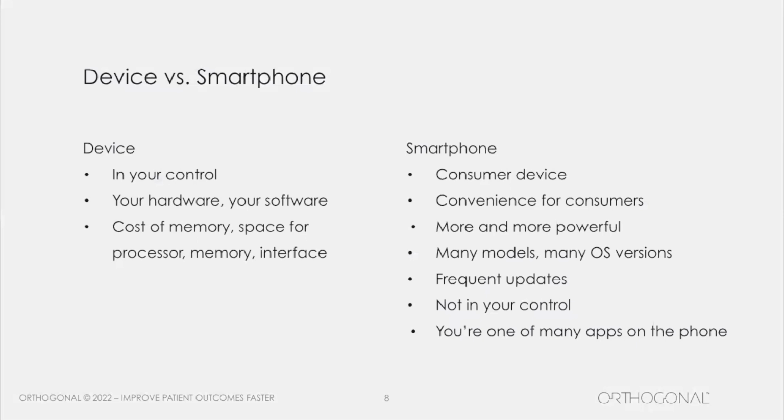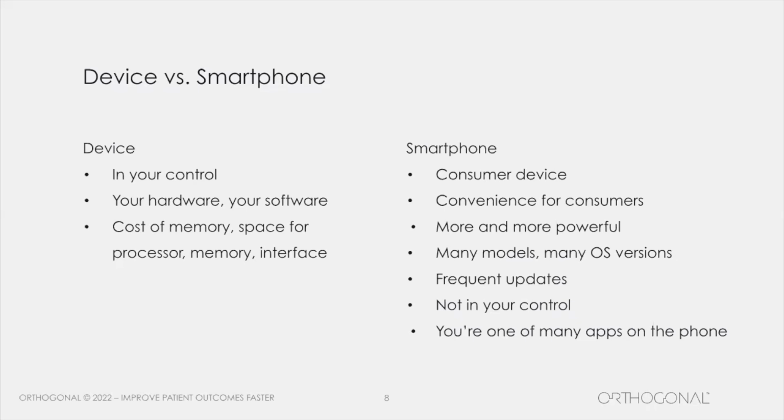So smartphones are super useful, super convenient. There are obvious reasons why people end up doing work with smartphones, but they're really different than what you have on the device side, right? On the device side, that device is in your control. The software, firmware, everything is in your control. But you also have the cost of memory, space, and processor. If you wanted to connect it via cellular data or something else, you may have costs associated with that as well. On the smartphone, it is not a medical device.